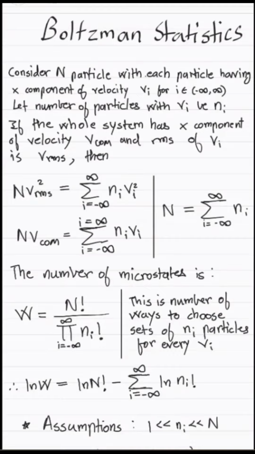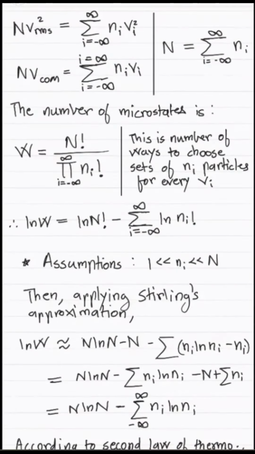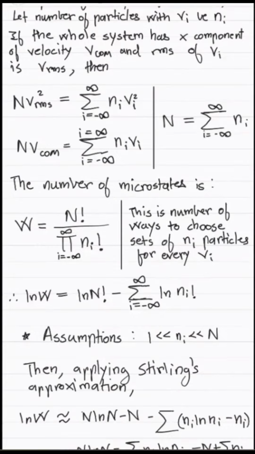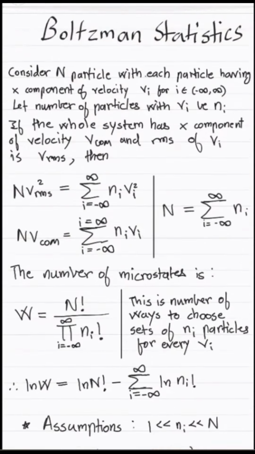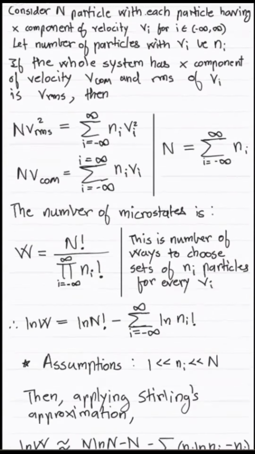If the whole system has x component of velocity v center of mass, and the rms of vi is vrms, then capital N times vrms squared is equal to the summation of ni vi squared, by definition of what vrms actually is. And N times v center of mass is equal to the summation from i equal to negative infinity to infinity of ni vi, so the total momentum. Just calculate that and then divide by the total mass, and you get this thing. Each particle is of the same mass. We are assuming that this whole derivation is completely for ideal gases. Where of course capital N is equal to the summation of ni.